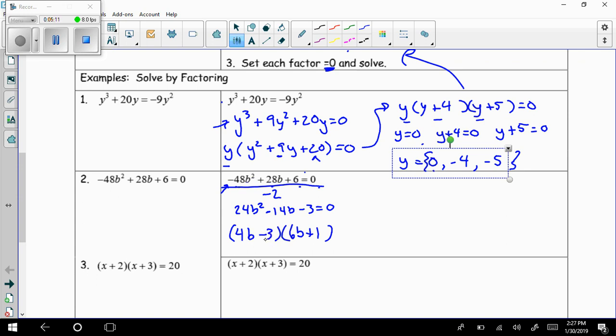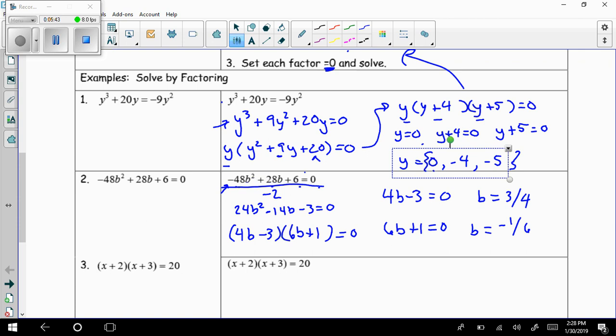Quick check here. 3 times 6 is negative 18, and here is our positive 4, so that's negative 14. So that works out there. So that equals 0. So then you just take each of those. 4b minus 3 equals 0, and 6b plus 1 equals 0. So b equals 3/4, right? Add 3, divide by 4, and b equals negative 1/6.